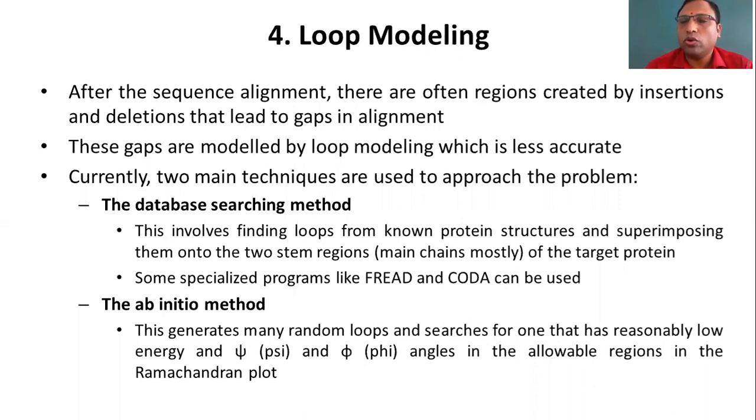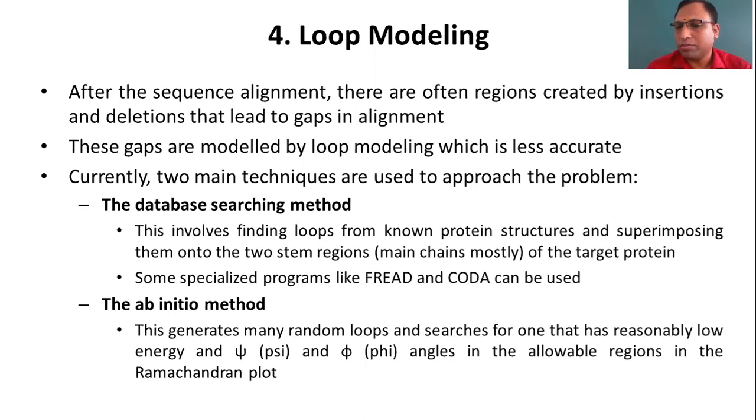Currently two main techniques are used for this particular problem: the database searching method and the ab initio method. The database searching method involves finding loops from known protein structures and superimposing them onto the two stem regions, that is, the main chain of the target. So we are comparing it: if there are any changes or the loop has some issues or is less accurate, we compare it with our known protein structures.